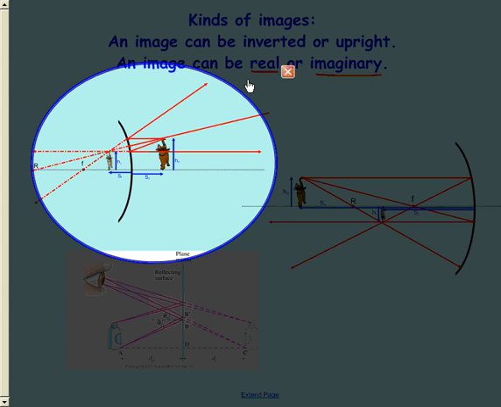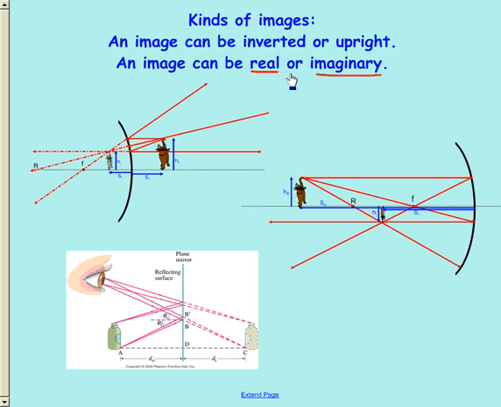Notice there's no light rays from the tip of the tail of the cat going behind the mirror. They bounce off and go off into space off to the right. So that is an imaginary image. Same thing with a flat mirror. Okay, last example. It's an imaginary image because there's no real light rays behind the mirror from the object.